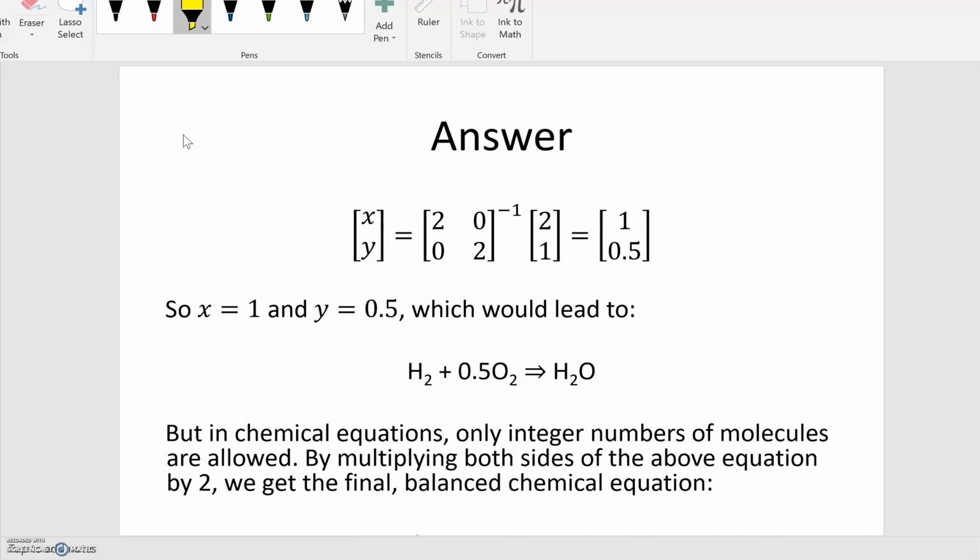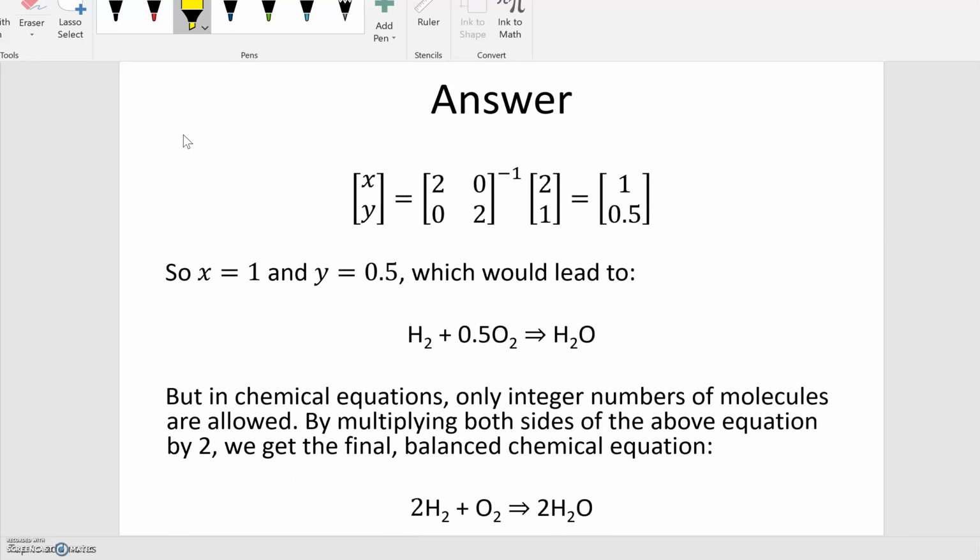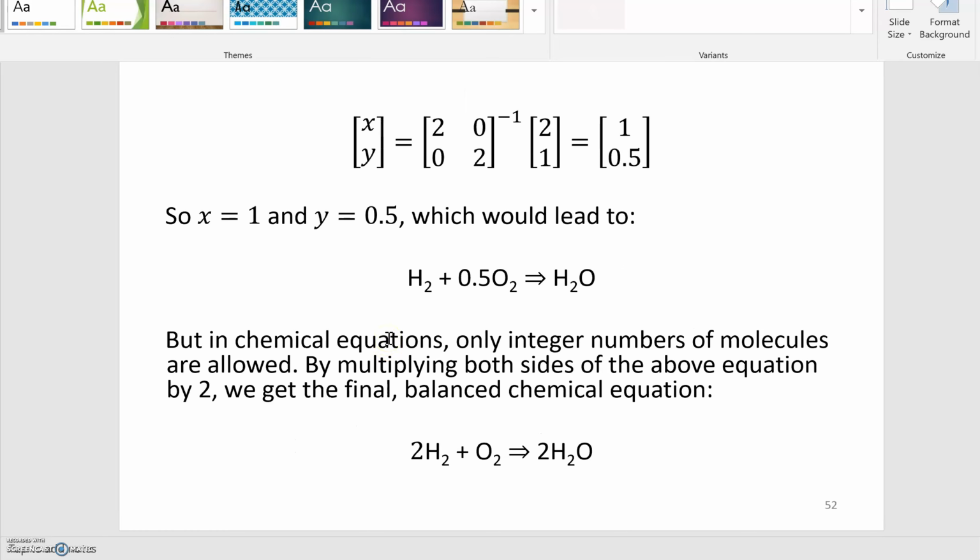Okay, so there you go: 2H2 plus 1O2 equals 2H2O. That is solving a chemical equation via the matrix method. It's sort of a new technique. Whenever you get a fractional value, you have to do this. If you don't have a fraction, you don't have to, and your answer is fine. But if you get a fraction as a number of molecules, then you have to clear it in the way that I did. Okay, I will pause here.